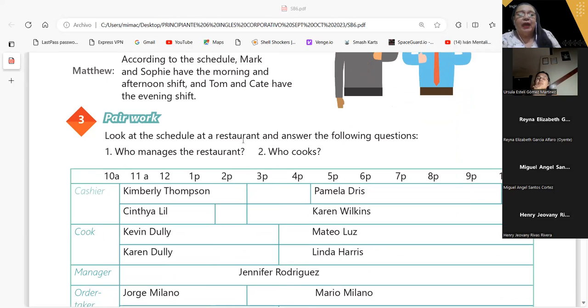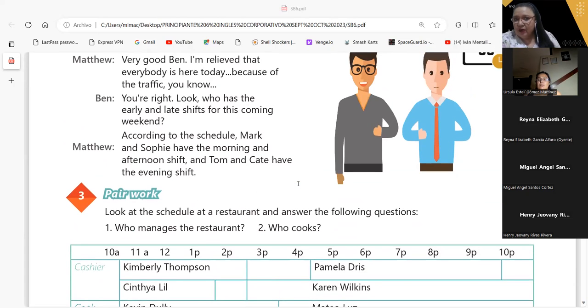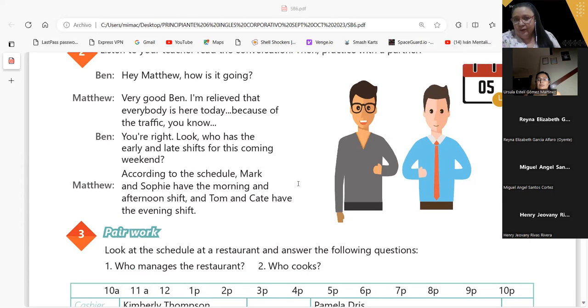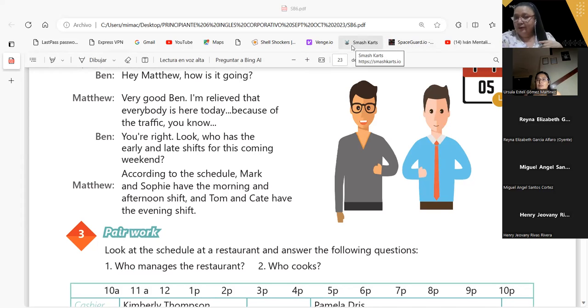Look at the schedule at a restaurant and answer the following questions. Two questions that you have to answer. Who manages the restaurant and who cooks? Okay. You need to analyze this timetable or schedule and you answer the two questions. Are the instructions clear? Yes, it's clear.